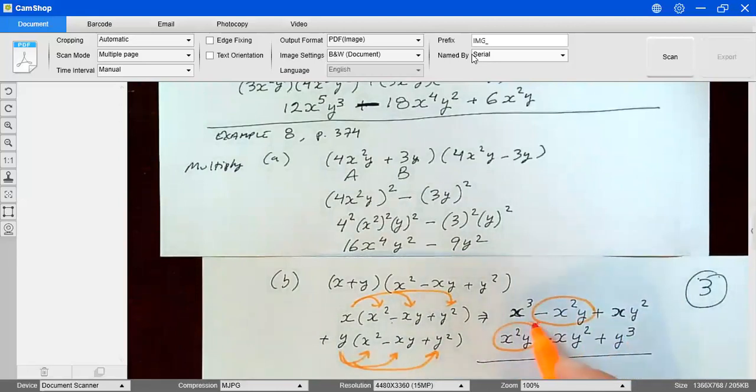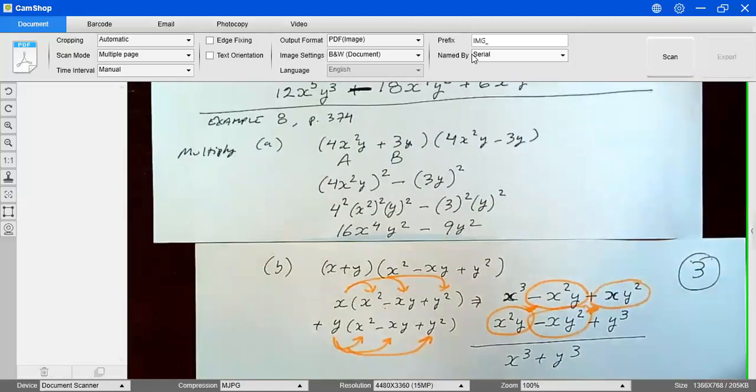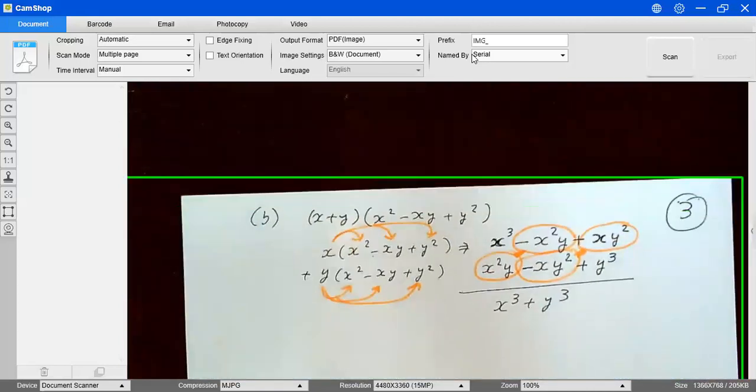So you can add them in that way. And you can see that these two cancel to each other because they have different sign. And these cancel to each other because they have different sign. So you end up only with x cubed plus y cubed. So that's the final answer for this problem.